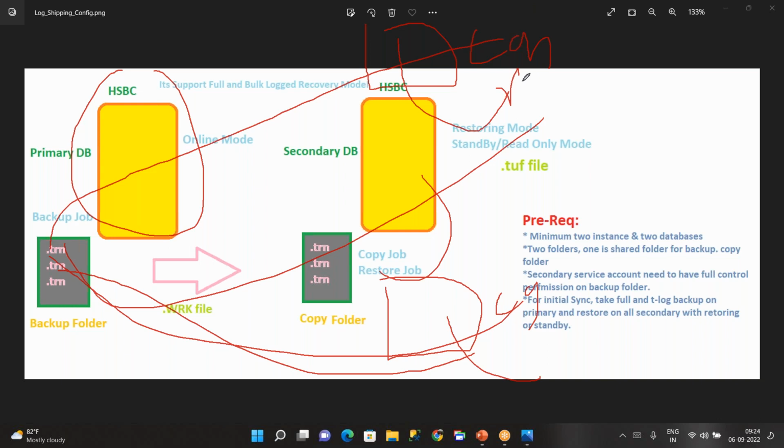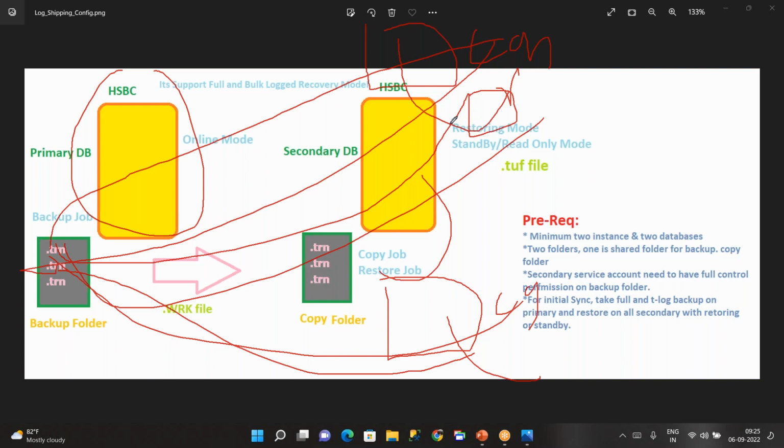Sir, what is the purpose of the copy job? The copy job connects to this folder and copies the transaction log backup to the secondary server, sir. That's it. Maybe the job went into hung state, or maybe due to a network issue, the copying is taking longer time. That is troubleshooting, sir. We will discuss all this in troubleshooting.